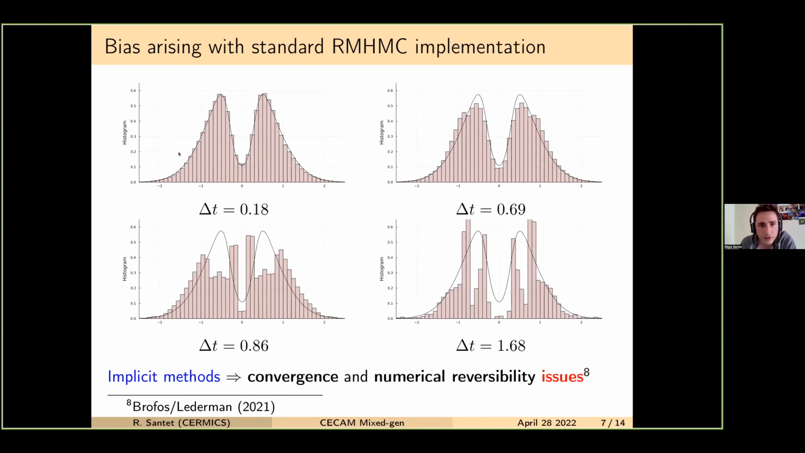I have an illustration for a 1D double well confining potential here. And you see that for small time steps, I sample the Boltzmann-Gibbs measure very well. But as the time step increases, you see that I have a lot of bias appearing, right? I do not sample the right invariant measure at all. And this is because of the presence of those implicit methods here. I have some convergence issues and also some numerical reversibility issues.